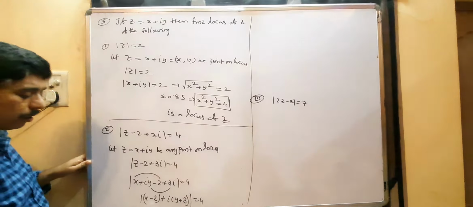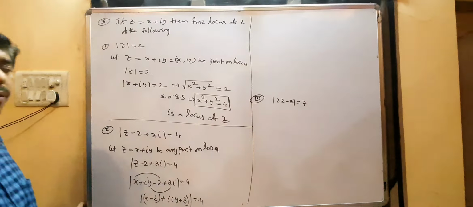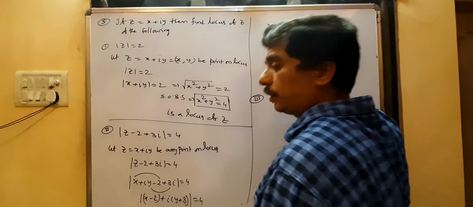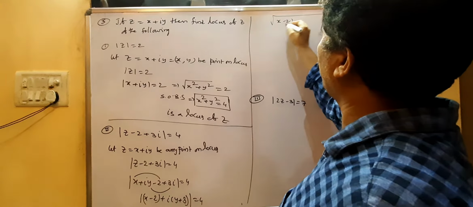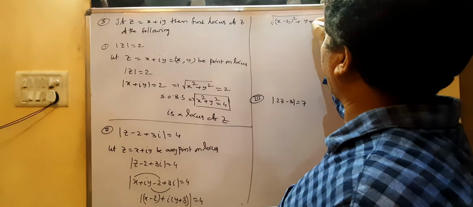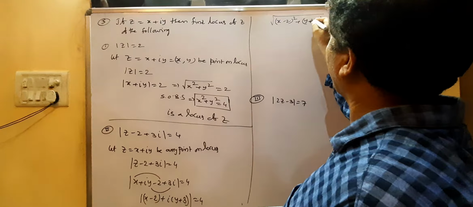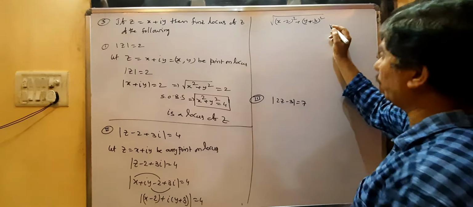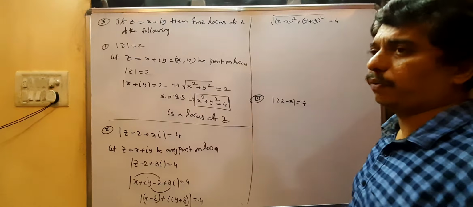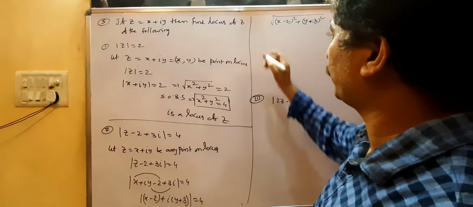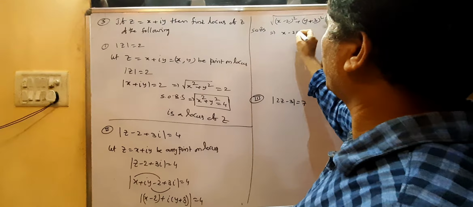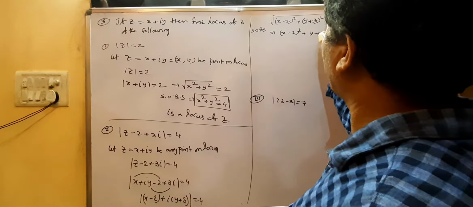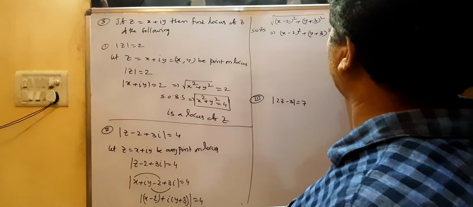This is in the form of mod of x plus iy. What is the formula for the mod of x plus iy? Root of x square plus y square. So root of real part x minus 2 whole square plus y plus 3 whole square equal to 4, which is given. Squaring on both sides, x minus 2 whole square plus y plus 3 whole square equal to 16.